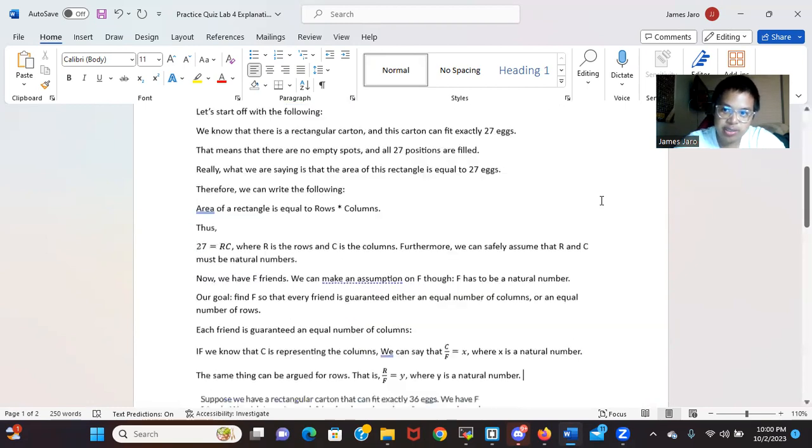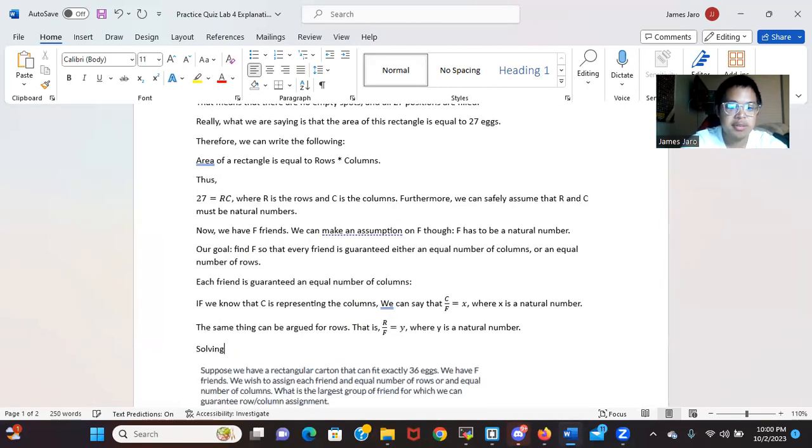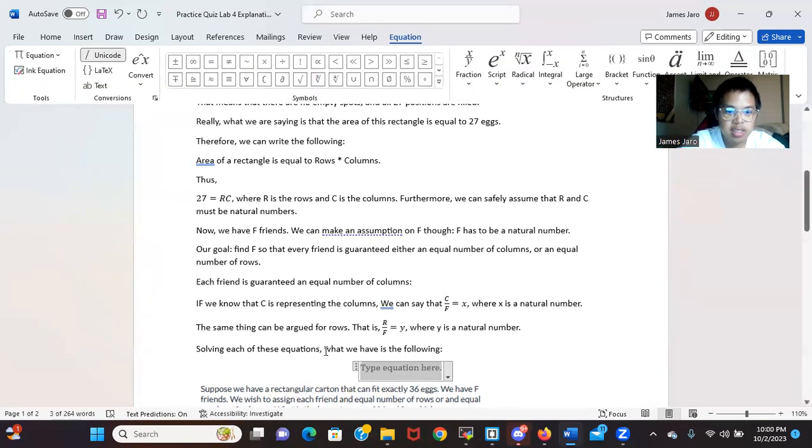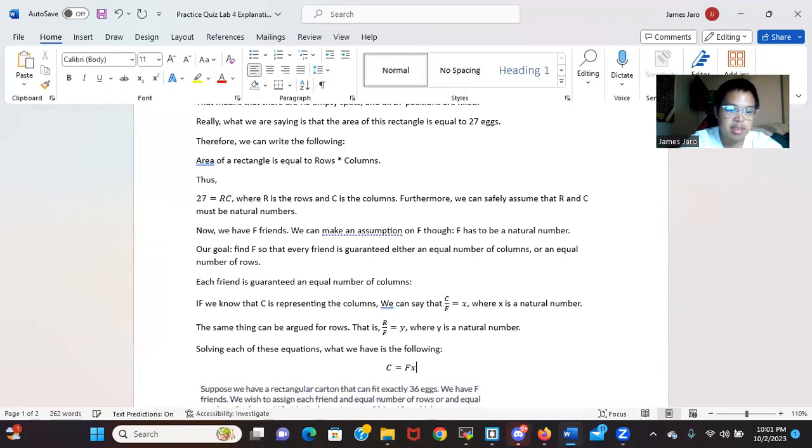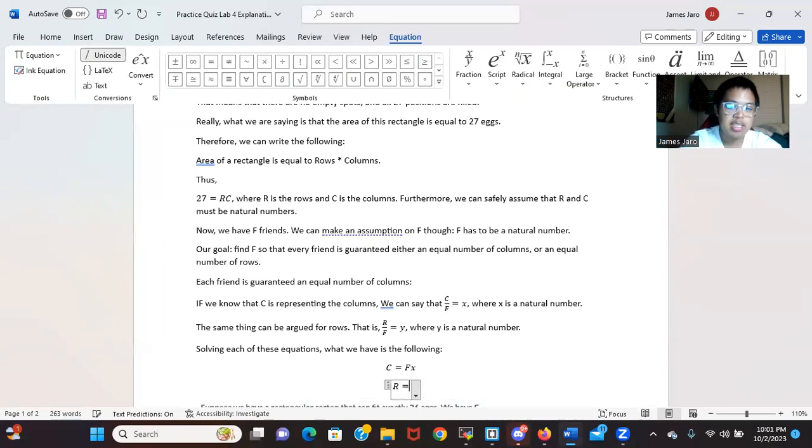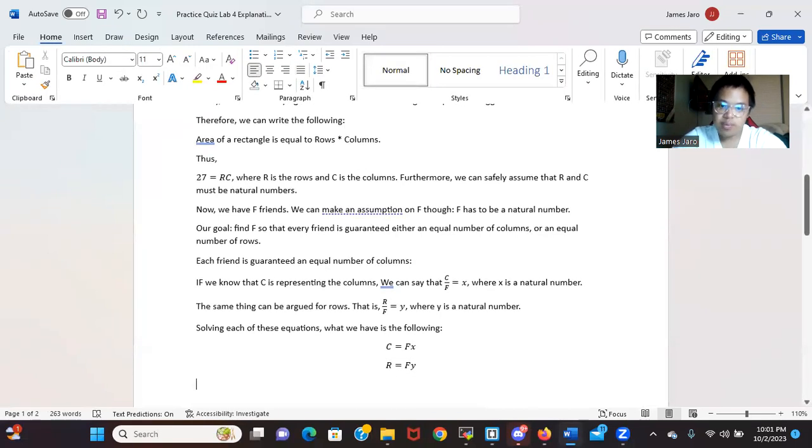If we solve each of these equations, for the columns and the rows respectively, what we have is the following. C is equal to Fx, and R is equal to Fy, because we're just multiplying both sides of the equation by F respectively. So now we have these equations.